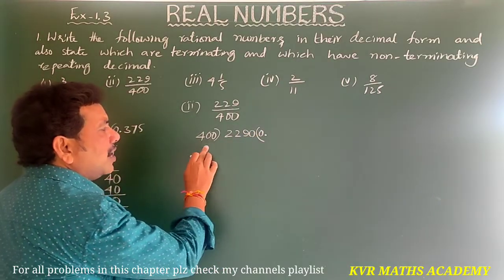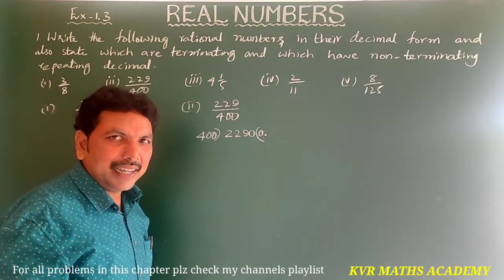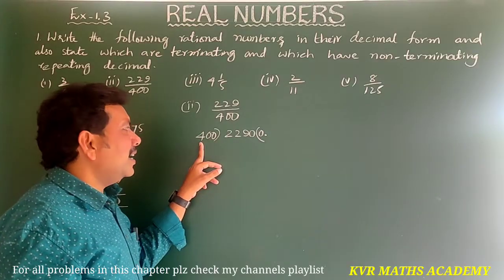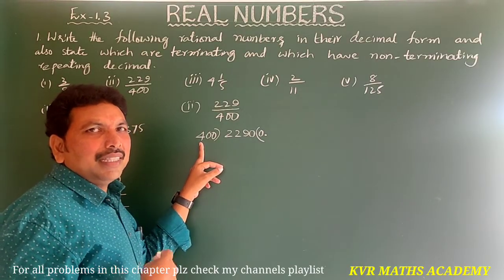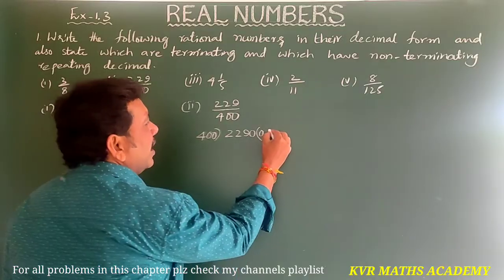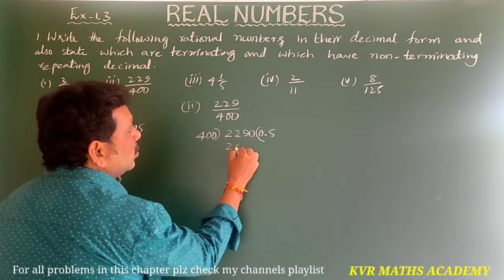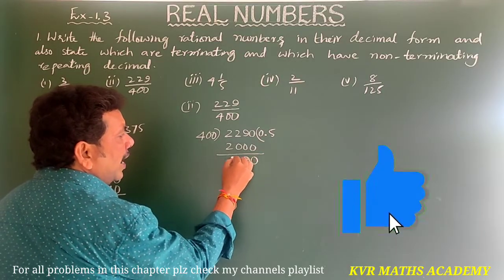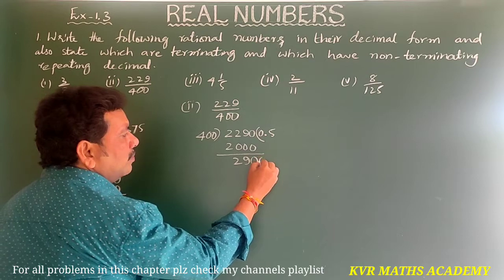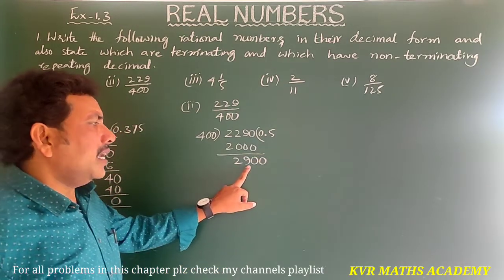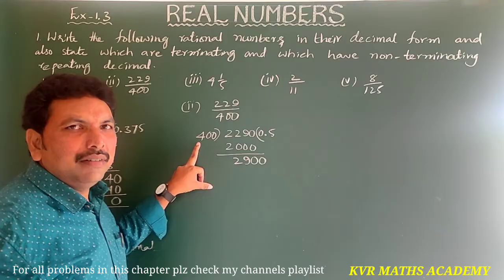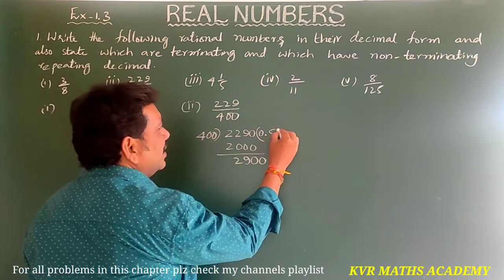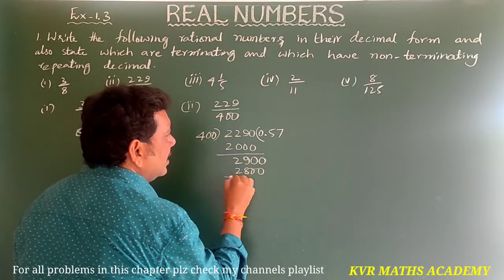400 how many times in 2290? 400 4s are 1600, 5s are 2000, 6s are 2400. So 5 times. 400 5s are 2000. The remainder is 290. Again keep 0. In 2900, 400 7s are 2800.